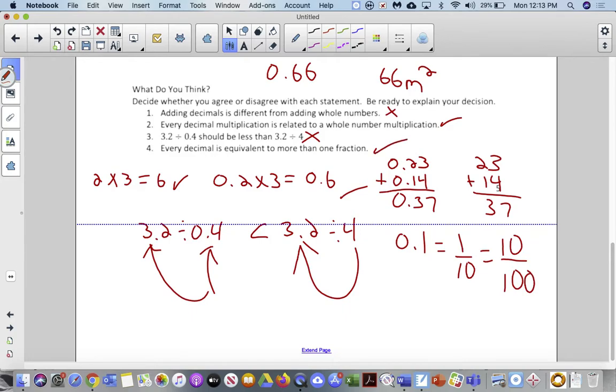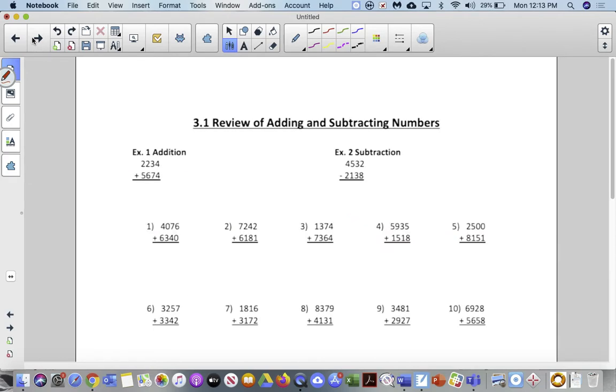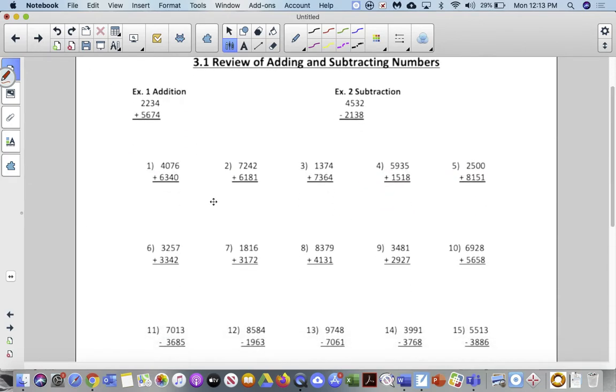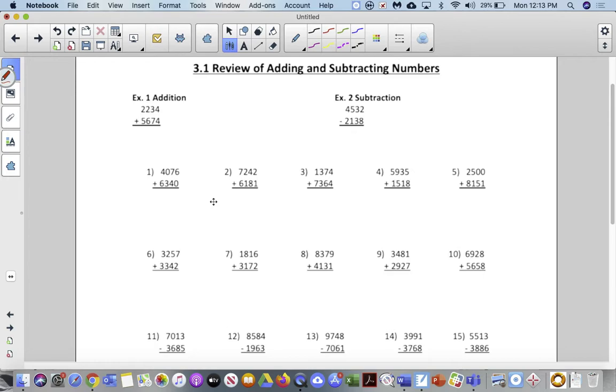Okay, so now you have an introduction. Let's go on to lesson 3.1, review of adding and subtracting numbers. So, in order to add and subtract numbers, all you have to do is make sure the numbers are lined up. So if I gave you 2, 2, 3, 4 plus 5, 6, 7, 4, in order to add these numbers, what you have to do is make sure the decimal place or the numbers are lined up.